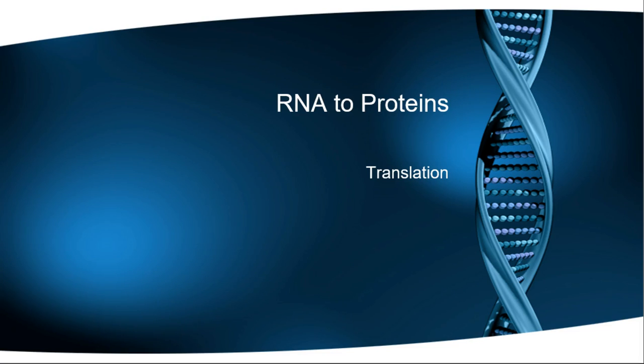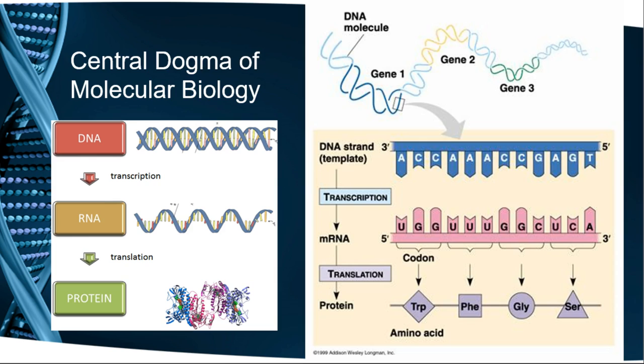Today we want to talk about the second step of DNA to proteins, and that is RNA to proteins. So we're talking about translation. Remember, the central dogma of molecular biology is that idea of taking DNA, which is the instructions, transcribing it into RNA, which is the messenger, that goes from the nucleus to the cytoplasm, where that mRNA is translated into a protein. And so today we really want to focus on how that translation happens.